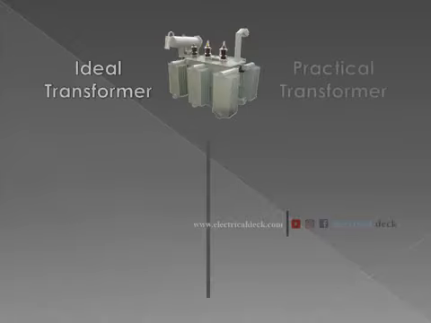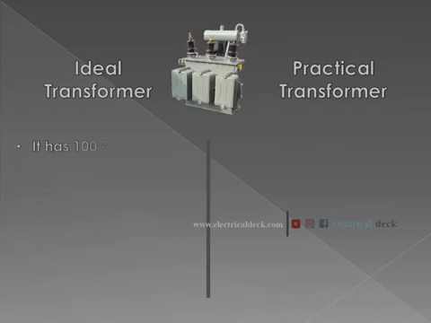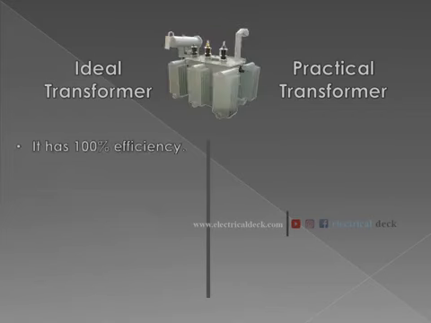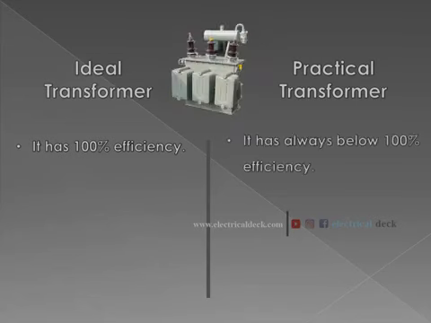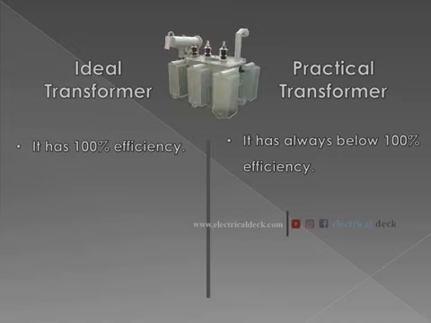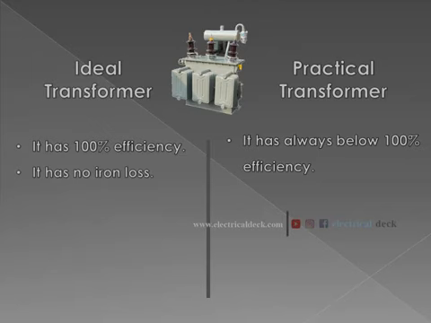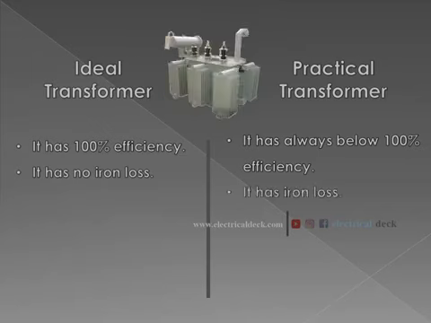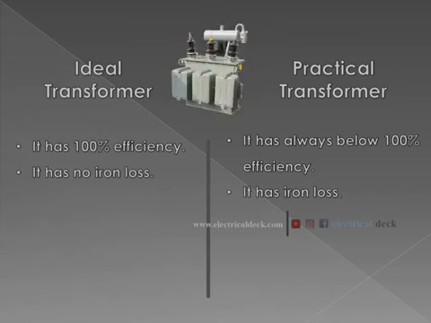Let us see the difference between ideal and practical transformer. The efficiency of an ideal transformer is almost 100%. But the efficiency of a practical transformer is always less than 100%. There are no iron losses in an ideal transformer. In a practical transformer, core losses depend mainly upon the amount of supply and frequency given to the transformer.